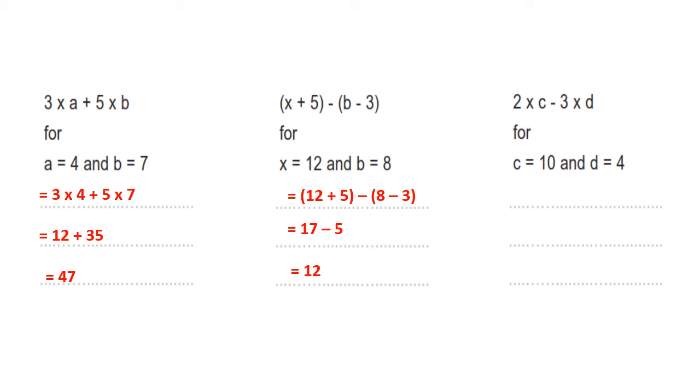And the last one, we have 2 times c minus 3 times d. Instead of the c is 10, instead of the d is 4. So it's 2 times 10 minus 3 times 4. 2 times 10 is 20. 3 times 4 is 12, and 20 minus 12 is 8.